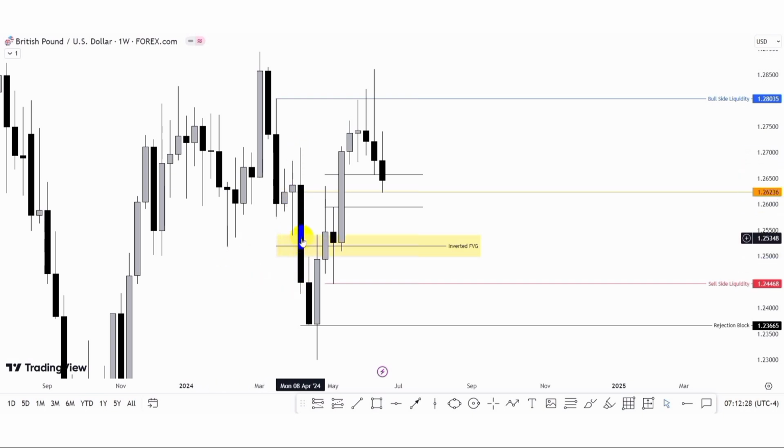So we have the fair value gap left here. So anticipating that price will return, mitigate the fair value gap and fall to the downside. What you can see is the price projected to the upside.